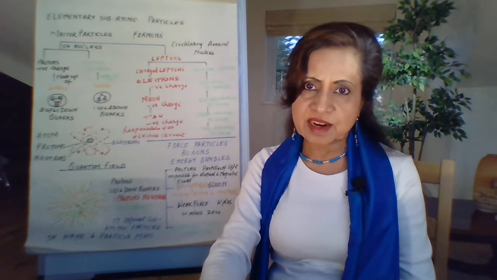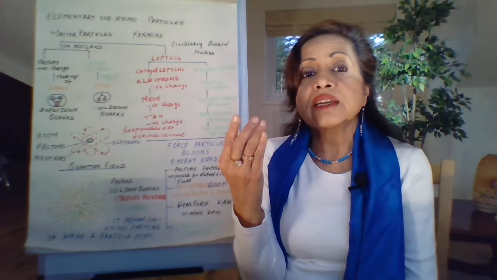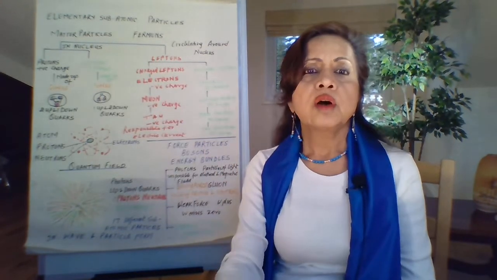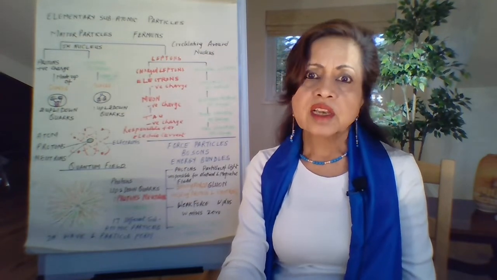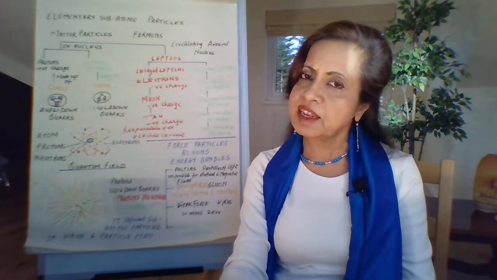They are heavier versions of leptons, which are electrons, are muons and tau. Muons are heavier electrons with negative charge. They are about 200 times heavier than electrons. And then we have these tau, which are about 3000 times heavier than electrons.